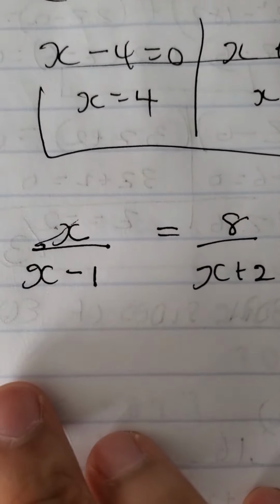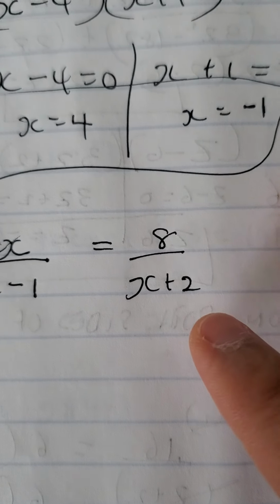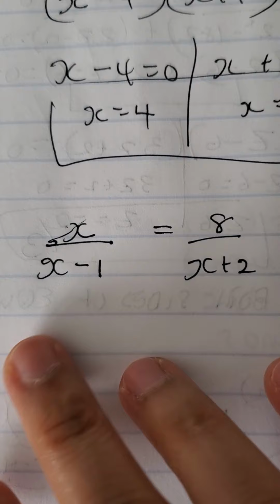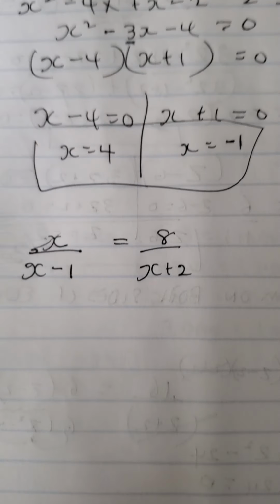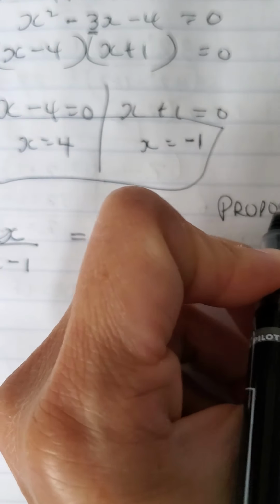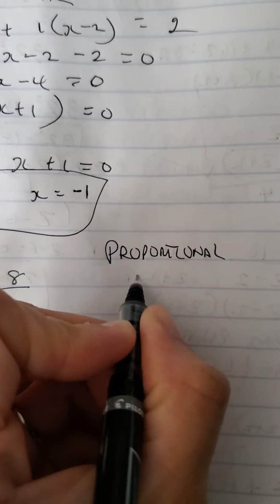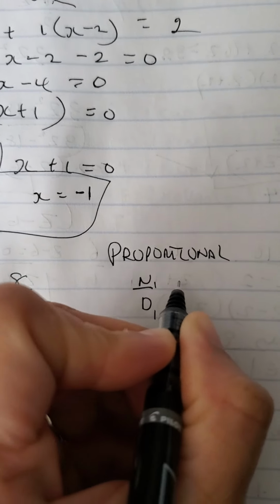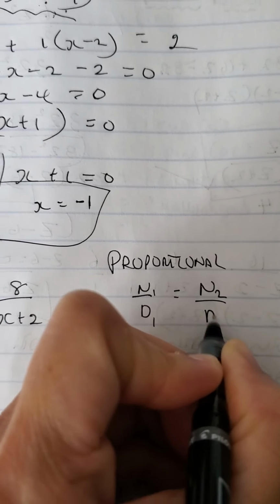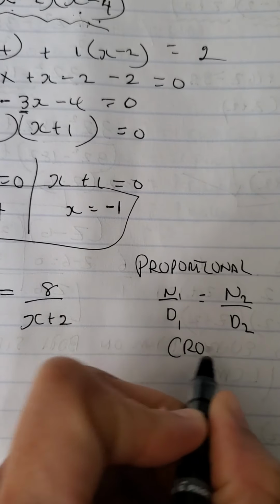All right, so here we have a fractional equation of x over x minus 1 equals 8 over x minus 2. Now, what I like about this type of equation is that it's a proportion, or it's proportional. When we talk about proportional, it's when we have one fraction equaling another fraction. And what I like about these types of problems is that you can cross multiply to solve.